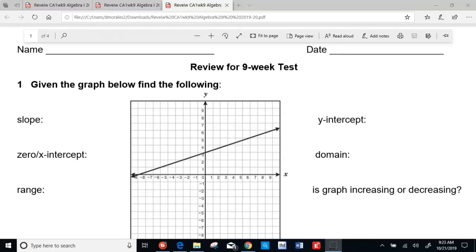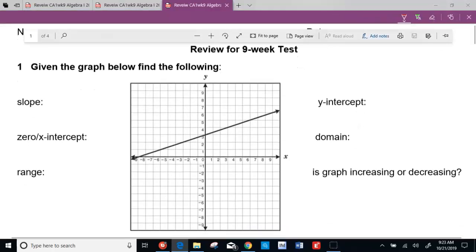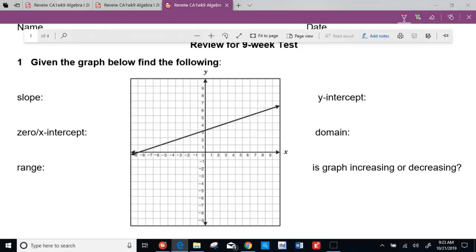So beginning with question number 1, we are asked to find all the relevant information about the following line that has been graphed below. Going from left to right, we're asked to find our slope first. I'll begin with the most obvious point, which will be our y-intercept, right here at the y-axis. So our y-intercept is at (0, 3), because it's 3 units above the origin.